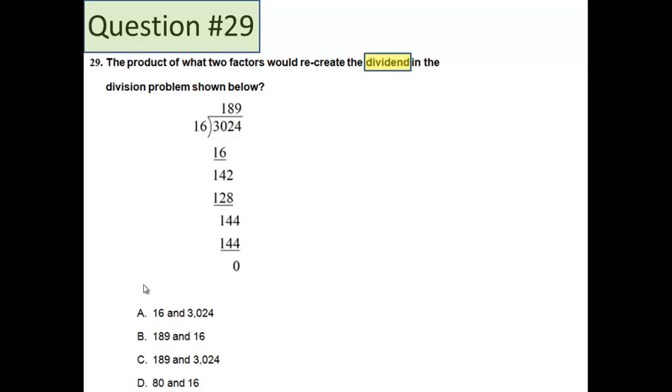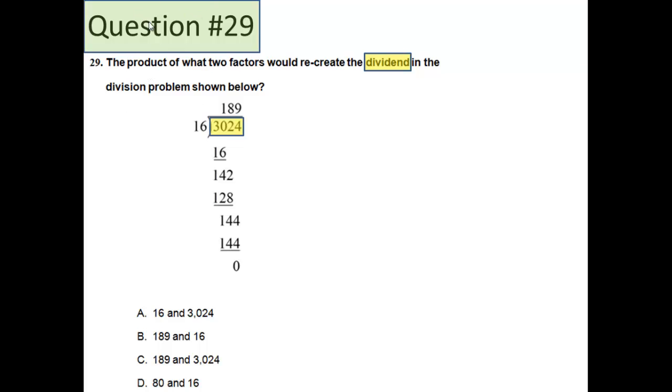Can you point in this division problem up here? Can you point to where the dividend is? Go ahead and point. If you pointed there, you were right. Now, what is this question asking? It's saying the product. Product means to do what operation? Call it out. Multiply is right.